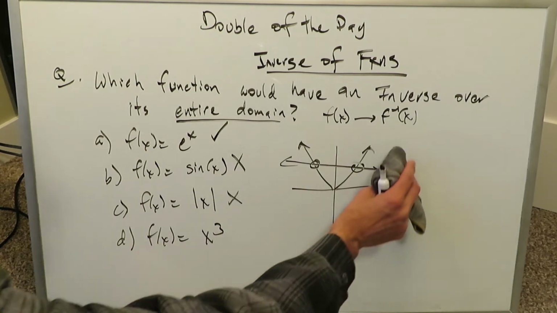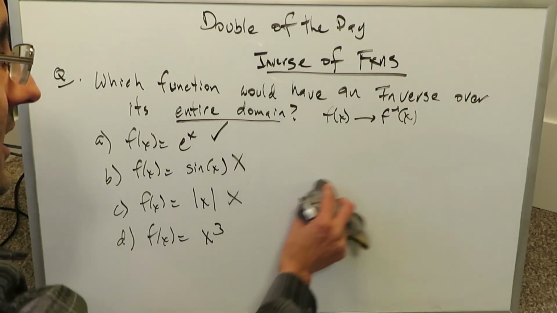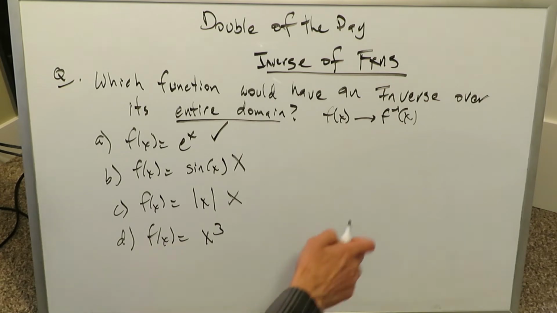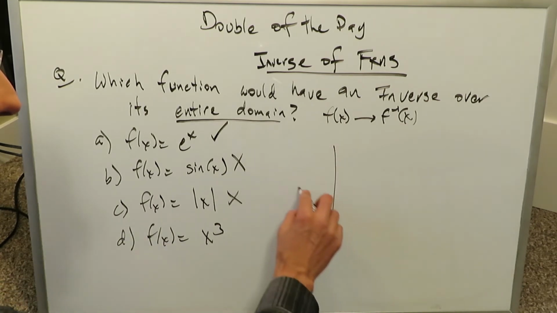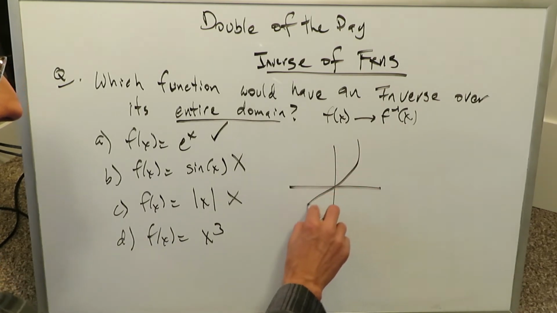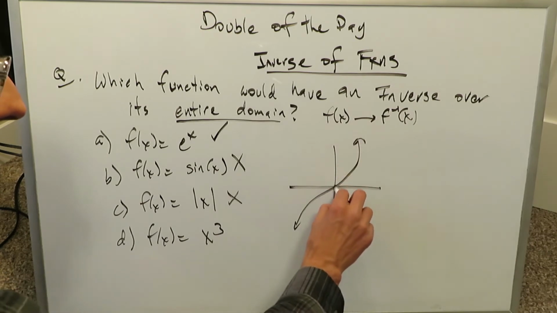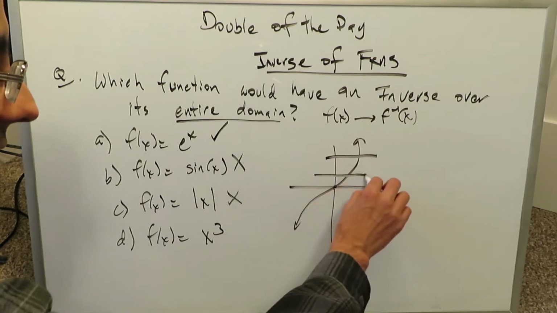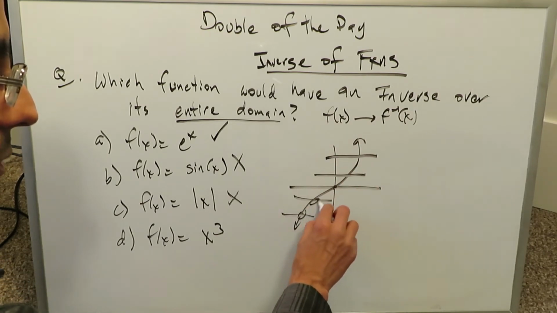What about x cubed, which is a cubic function? Well, you know the graph of that, or maybe you may not know the graph of that, but the graph of that is something like this, going through the origin. If you were to draw a bunch of horizontal lines, it would always cross at only one point.